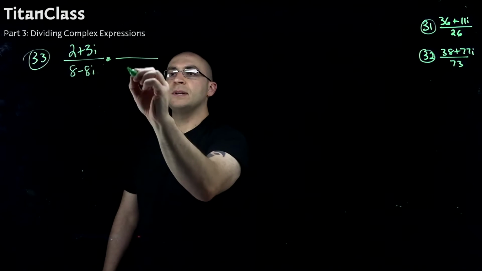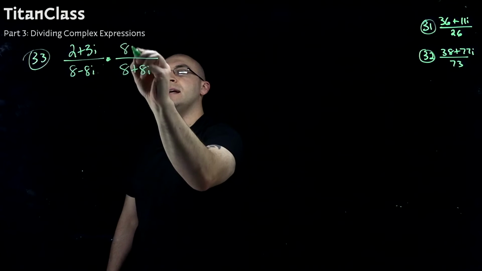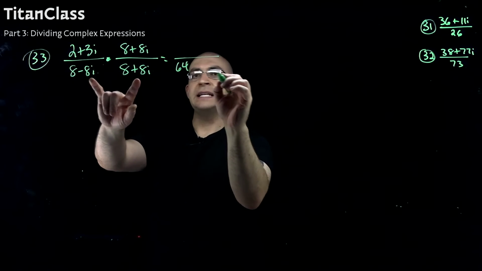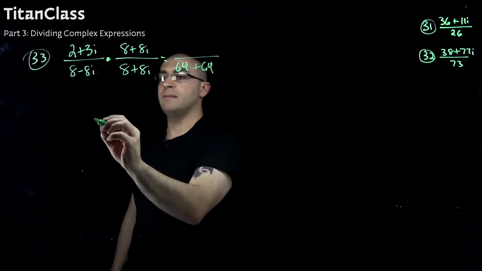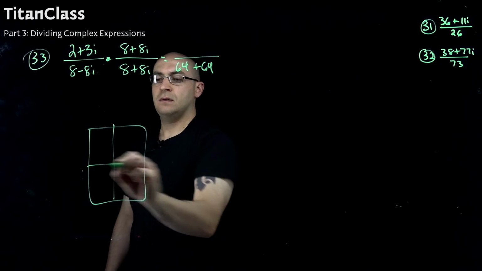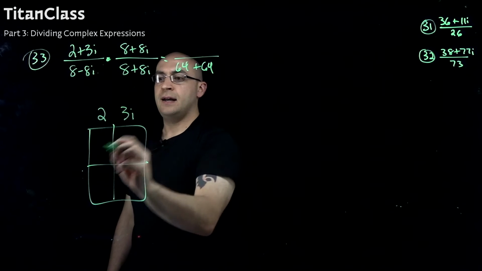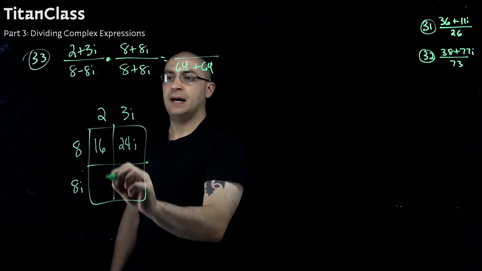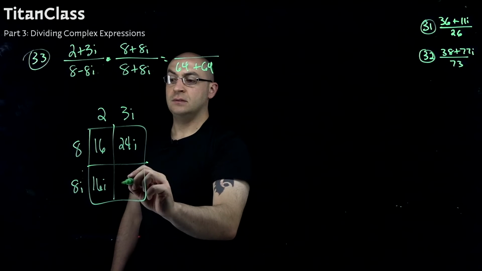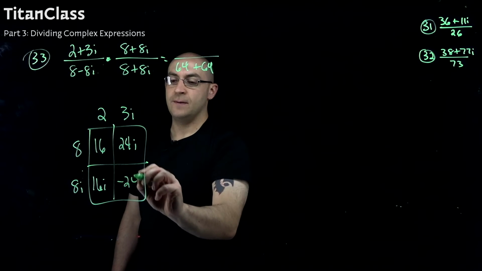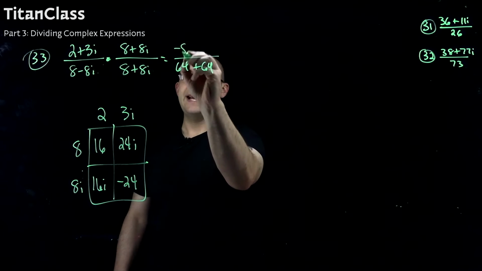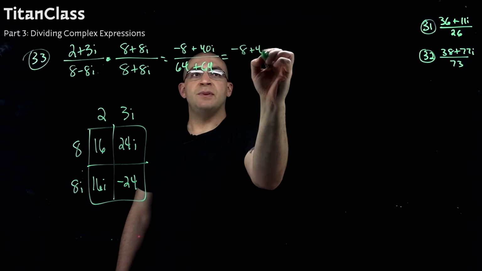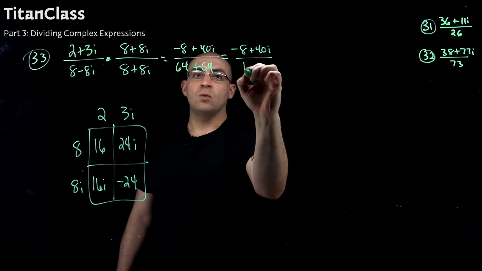Ooh. Complex conjugate is 8 plus 8i and 8 plus 8i. Denominator is going to give me 64. Negative 64i squared is positive 64. Area model. 2 and 3i and 8 and 8i. 16, 24i, 16i. 24i squared is negative 24. Combining like terms gives me a negative 8 and a 40i. Simplifying through gives me negative 8 plus 40i over 128.